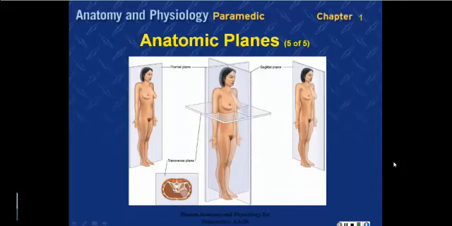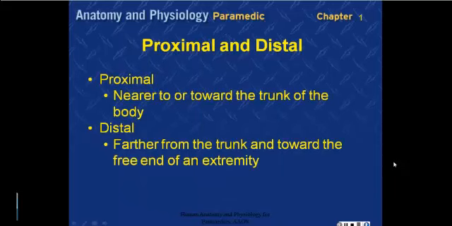Proximal and distal. Proximal is nearer to or towards the trunk of the body. Distal is farther from the trunk and towards the free end of an extremity. So I can say that my elbow is proximal to my wrist. Or conversely, I can say my wrist is distal to my elbow.